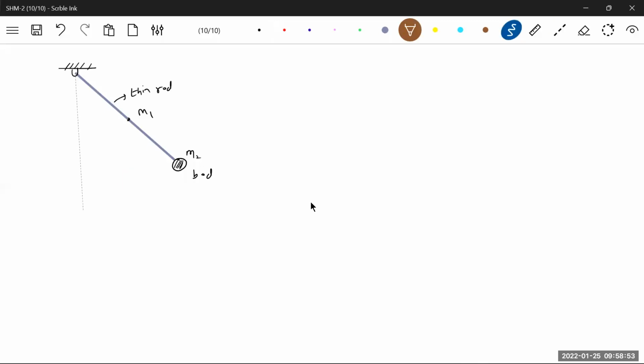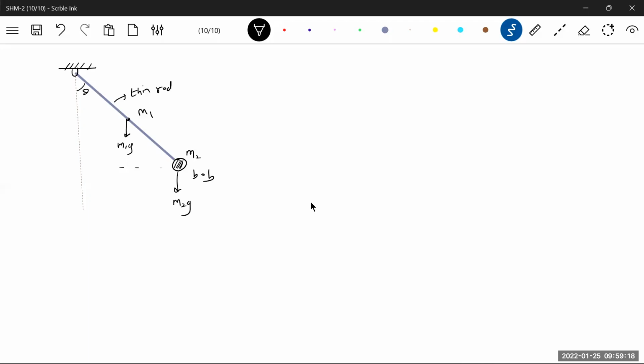No, the string is having mass. Better say it has now become a thin rod. What about time period of oscillation? Again, the method will be same. Just stick on to the weight. This will act as m1g, the weight of the rod, thin rod, and the weight of the bob.